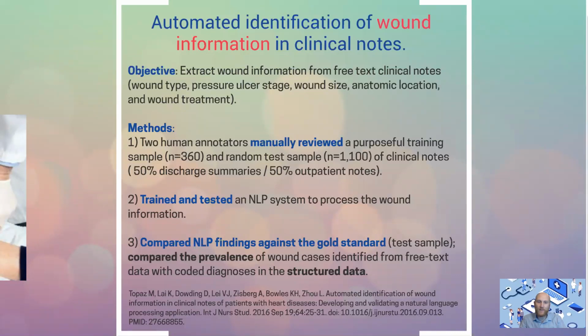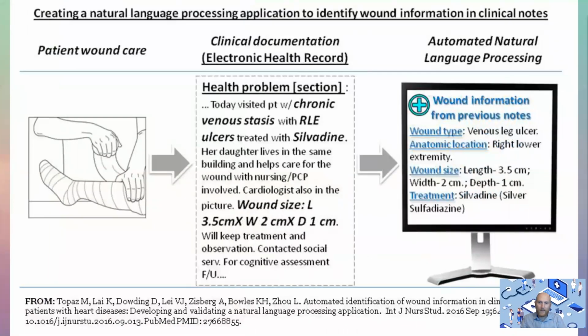So again, we implemented the natural language processing system on a human expert reviewed subset of clinical notes. We then compared the prevalence of wound cases identified from free text data with coded diagnoses in the structured data, to be able to estimate to what extent and how much missing data there is when you just look at the codes, at the medical problems that are indicated in the clinical record. So this is a conceptual description of the study.